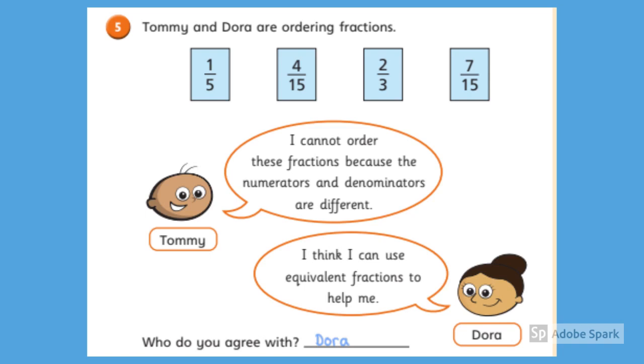So did you agree with Dora? I hope so, because we've looked at fractions where the denominators or the numerators were different. So yes, she's right. We changed these into equivalent fractions. 1/5 would become 3/15. 4/15 would stay the same. 2/3 will become 10/15 and 7/15, and then we could order them in size.